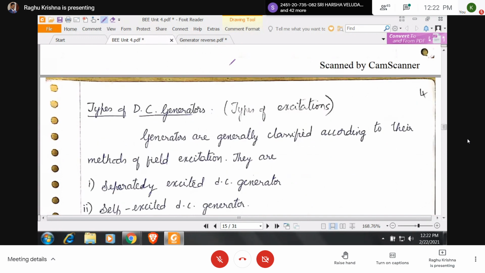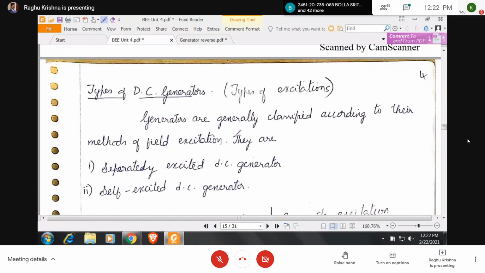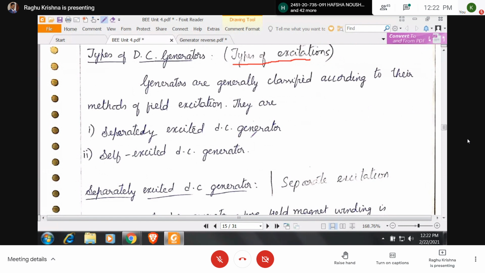So next one is the types of DC generators. Generators are generally classified according to their method of field excitation. Sometimes this is asked as types of excitations. The question may be asked as types of DC generators, or they may ask what are the different types of excitations. So there are two types of DC generators. First one is the separately excited DC generator. Second one is the self-excited DC generator.